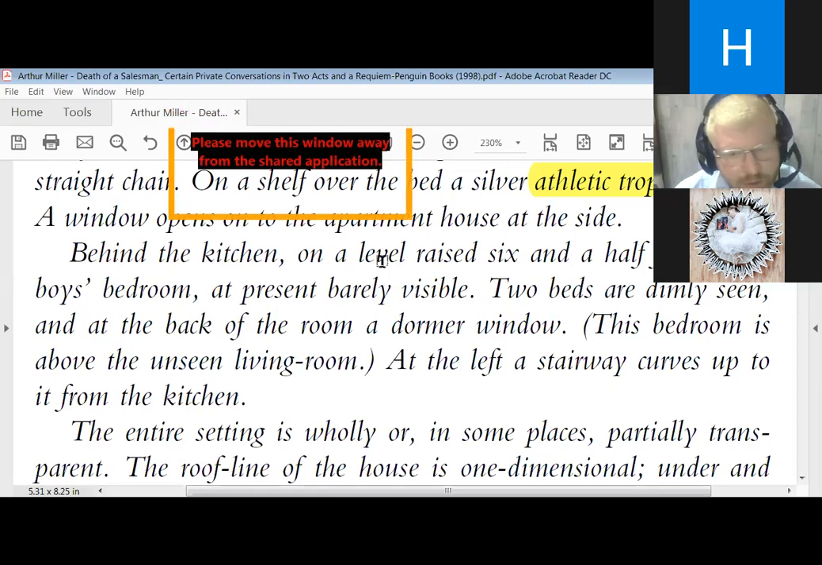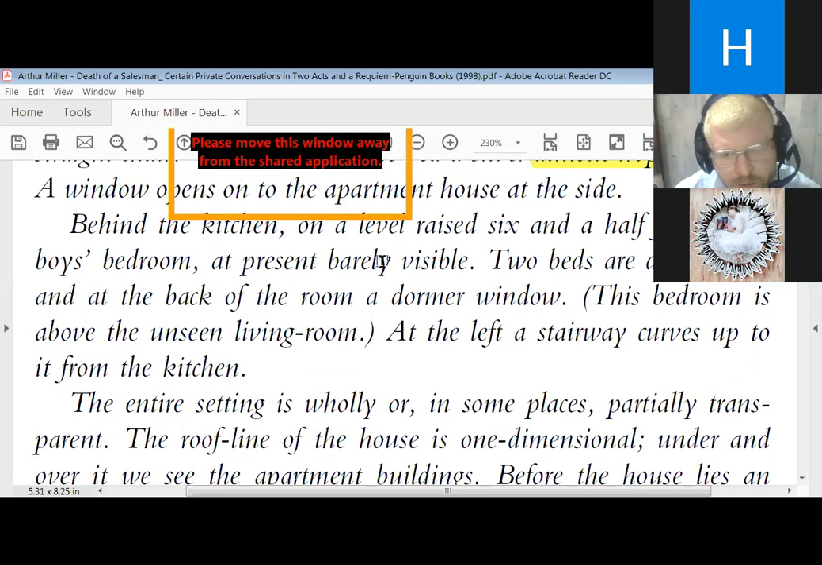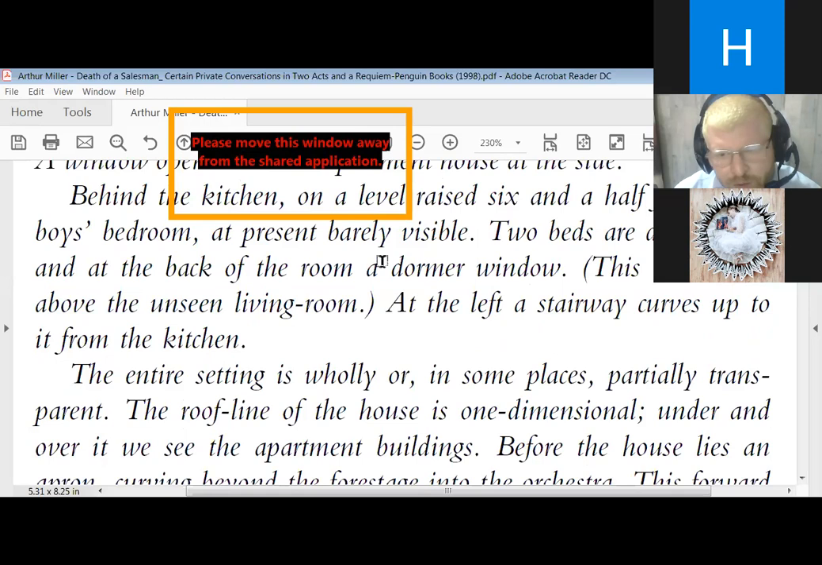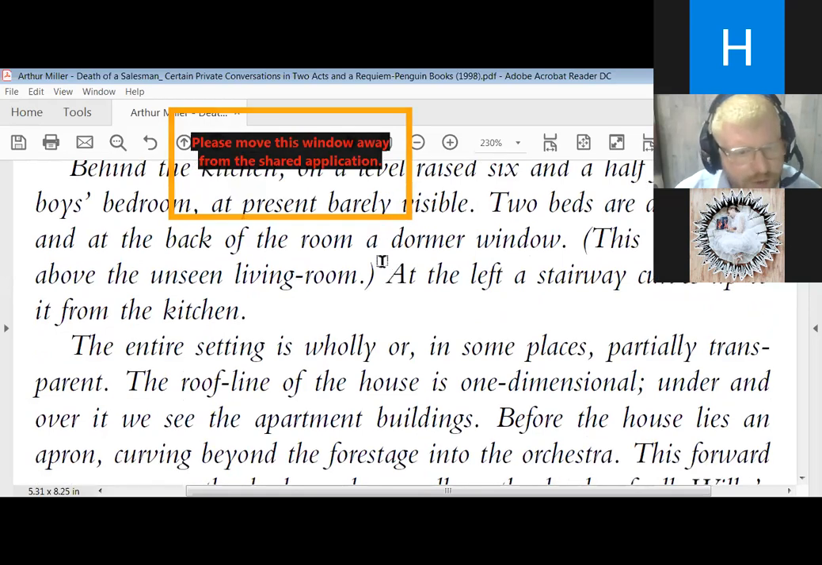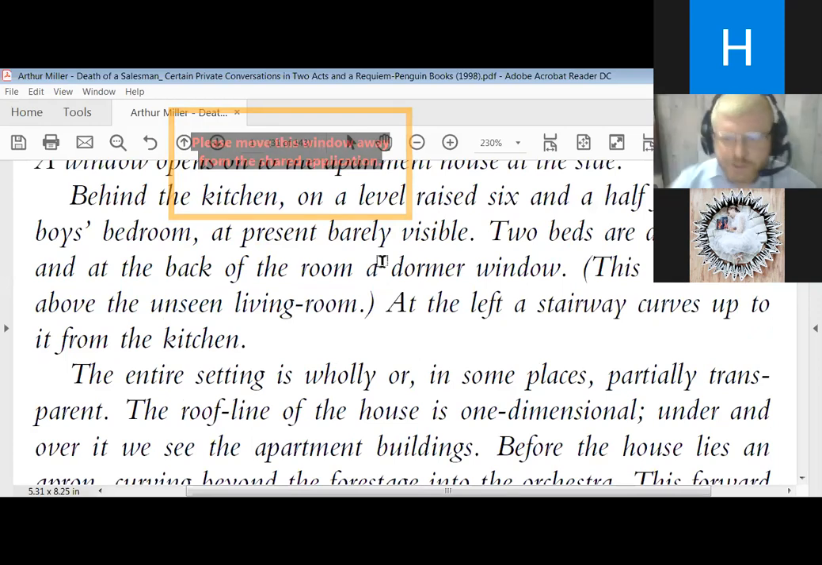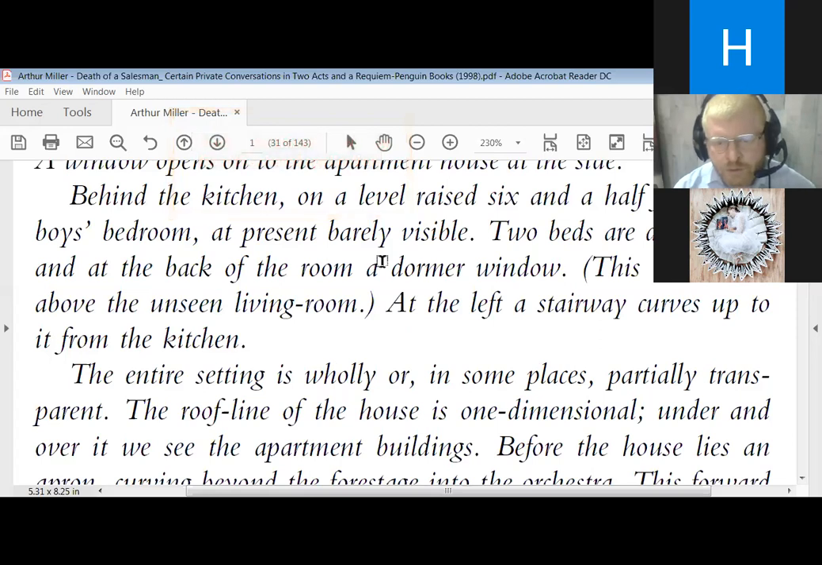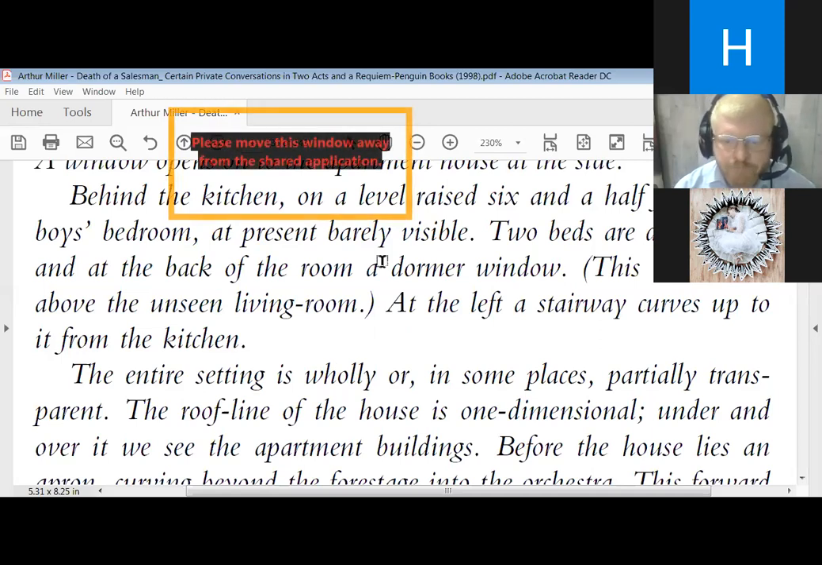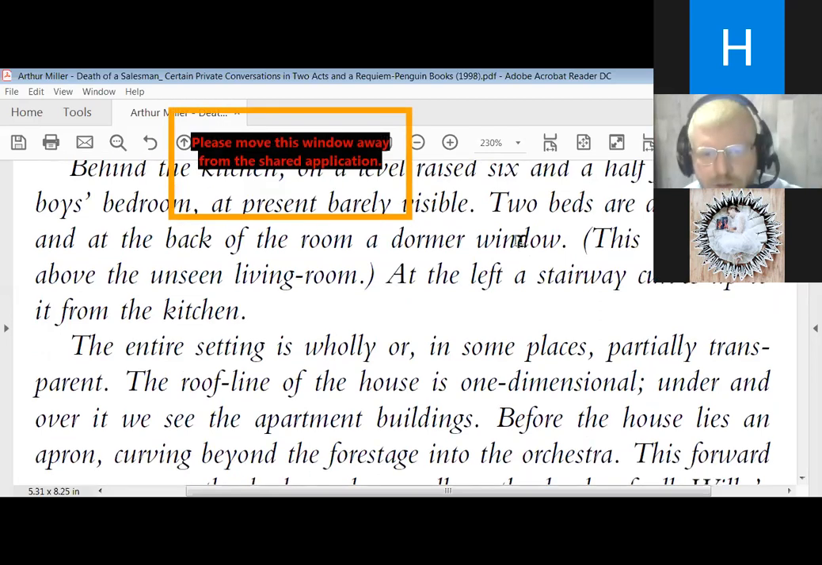On the back of the room, a dormer window. This bedroom is above the unseen living room. On the left, a stairway comes up to it from the kitchen. So the boys' bedroom is situated at the top, kind of upstairs, and the living bedroom is downstairs. So the bedroom of Willy Loman and Linda is downstairs, while the bedroom of Biff and Happy is situated upstairs.